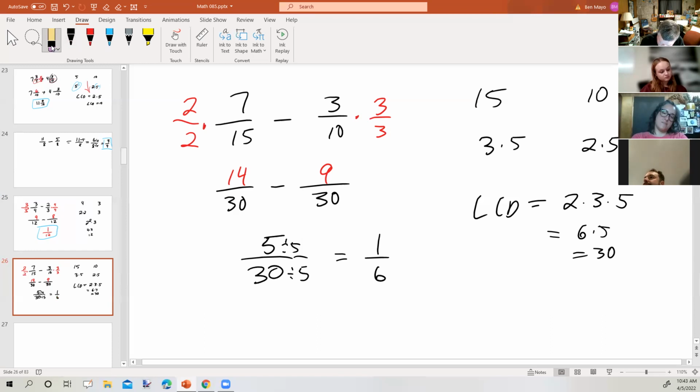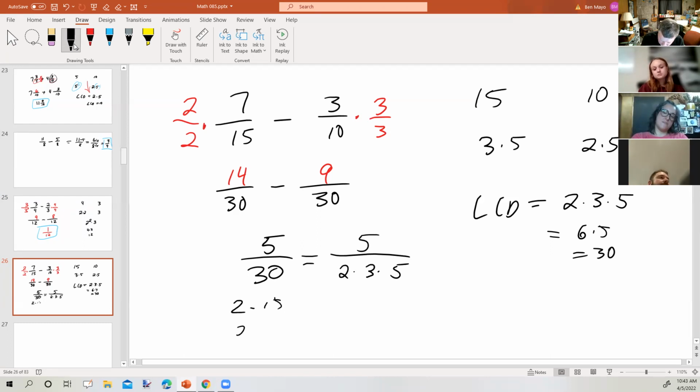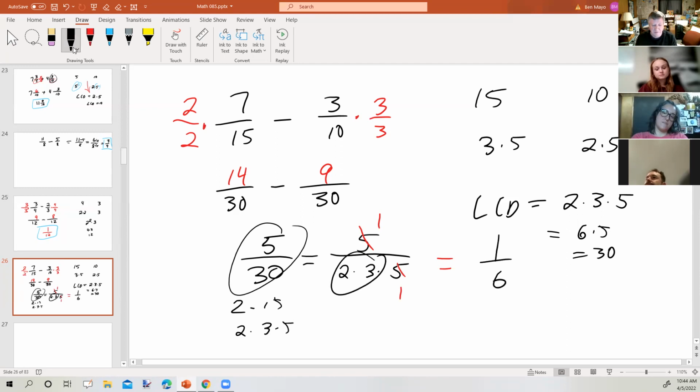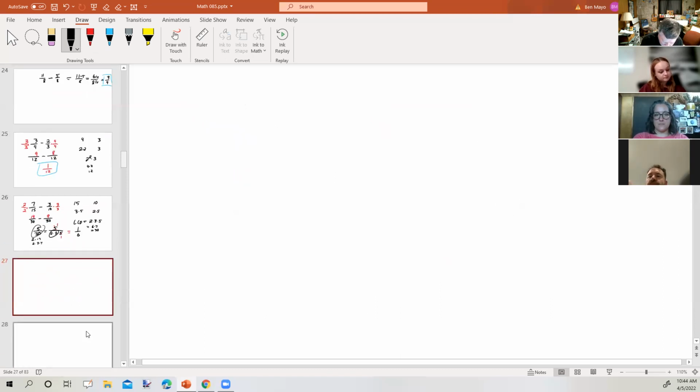Let's take a second look at that. Another way we could look at it is we could say 30 is what? 2 times 3 times 5, because 30 is 2 times 15, 2 times 3 times 5. So we could break them down into their prime factors. Then we could come back and say 5/5 reduces to 1/1, and we get 1/6. So we can do it that way as well. Any questions about that example? Okay, here comes another one.